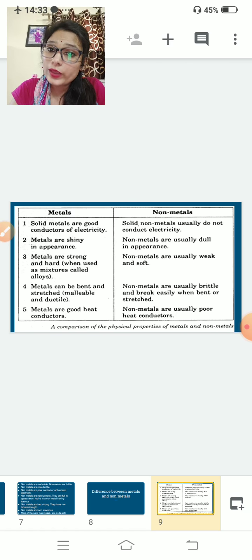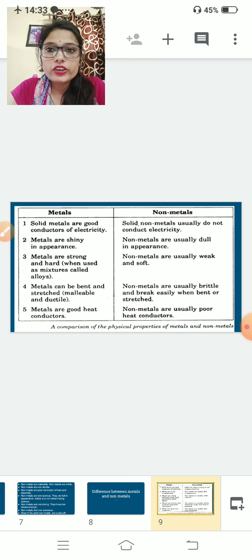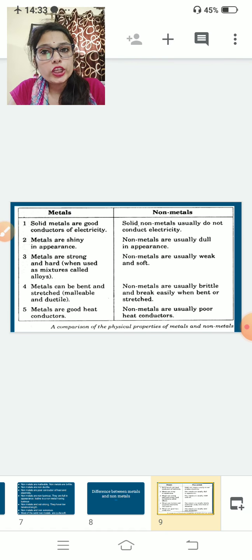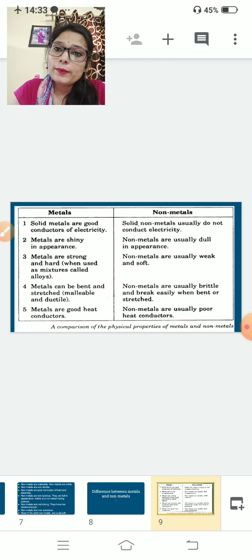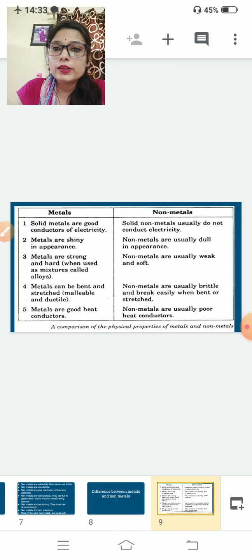Metals can be bent and stretched. That means they are malleable and ductile. And non-metals are non-malleable and non-ductile. Metals are good conductors of heat and electricity. Non-metals are bad conductors of heat and electricity. With this, we have done the difference between metals and non-metals.